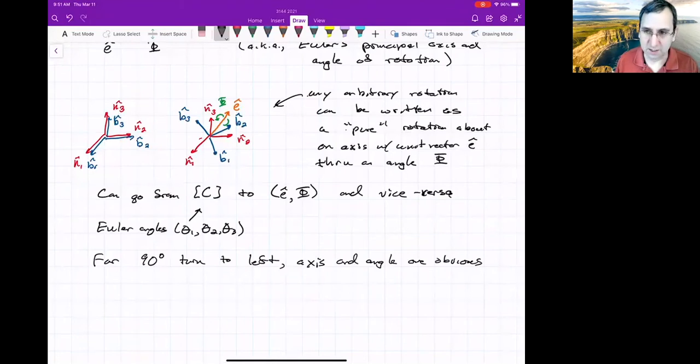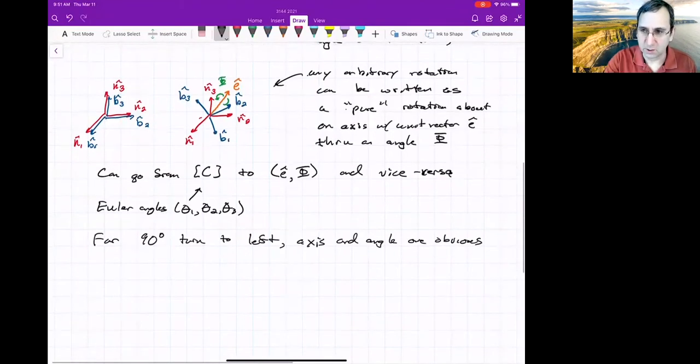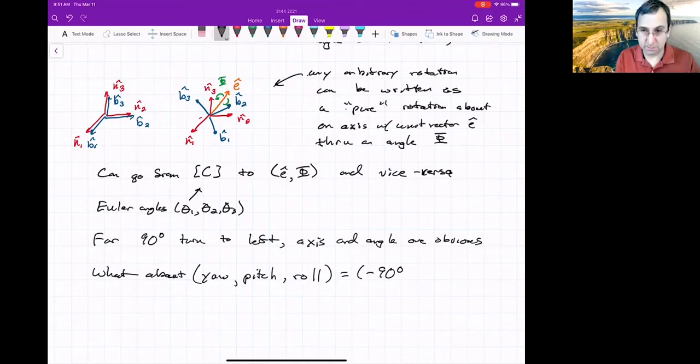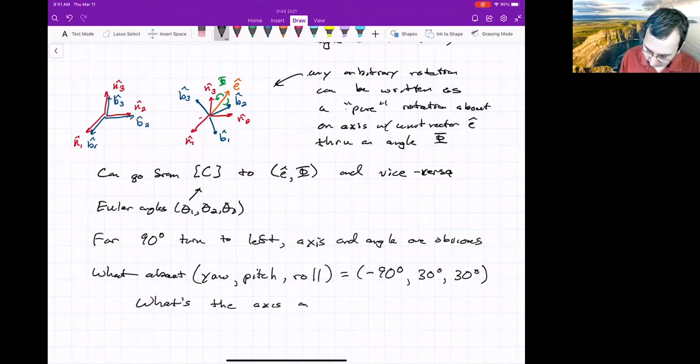What about something not so obvious? So if I did a yaw, pitch, and roll, a yaw of negative 90 degrees, which is still a 90-degree turn to the left, but then a pitch of 30 degrees, and then a roll of 30 degrees. So that now turns this into that. Now it's not so obvious what the axis and angle are.